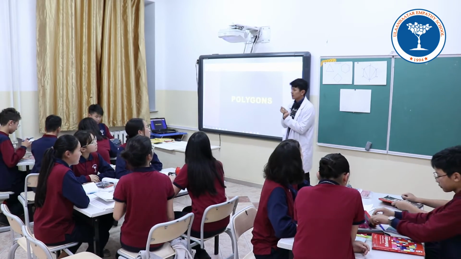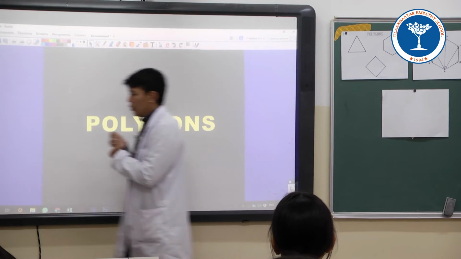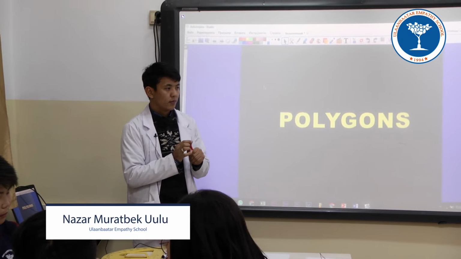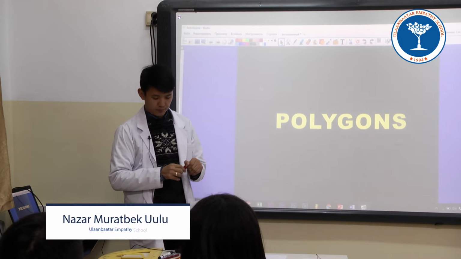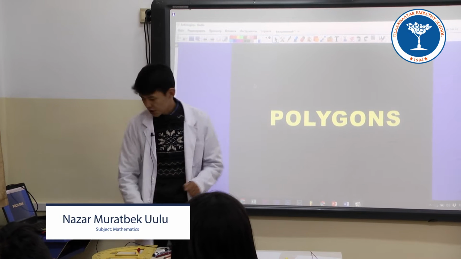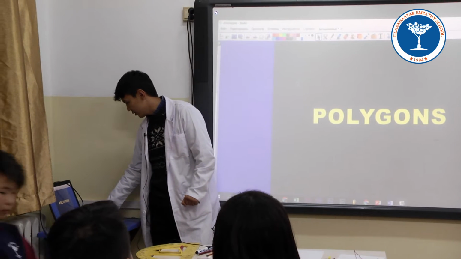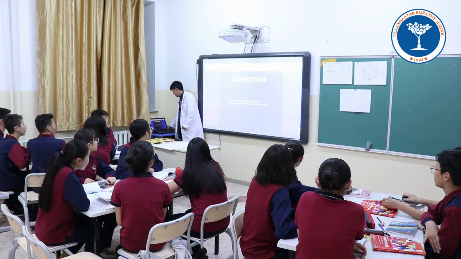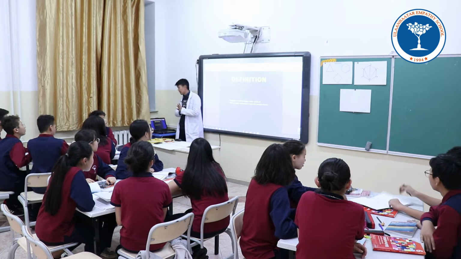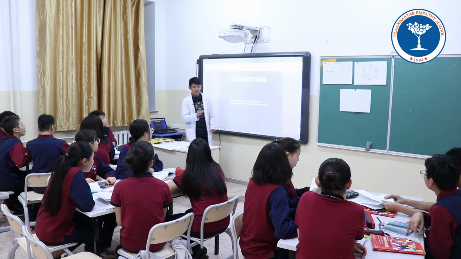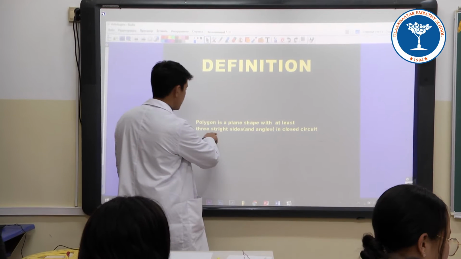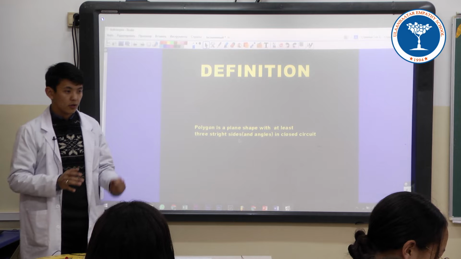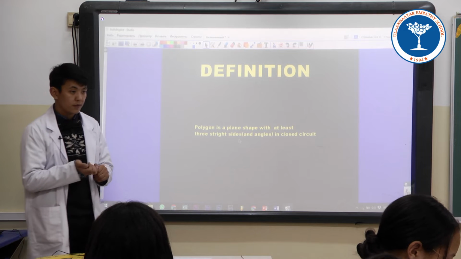Today's topic is polygons. What do you think it is? Do you have any clue? It's a shape. What shape? Shapes of angles. Shape with angles. Very close. Now, polygons is a plane shape with at least 3 straight lines. The important thing is that it has straight sides and a closed circuit. Okay? It means it is closed.